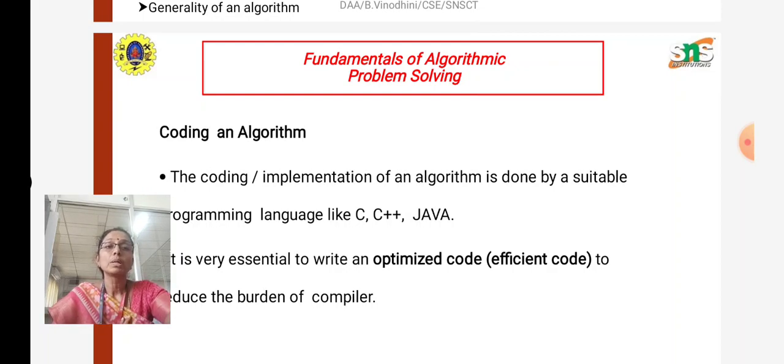I hope that you are clear about today's topic. So what are the six steps for problem solving techniques?